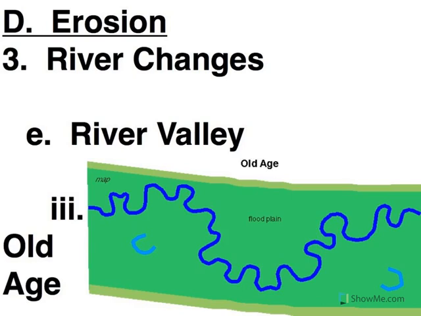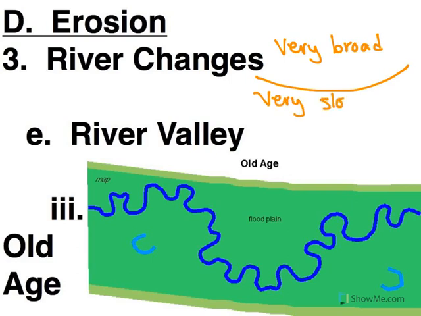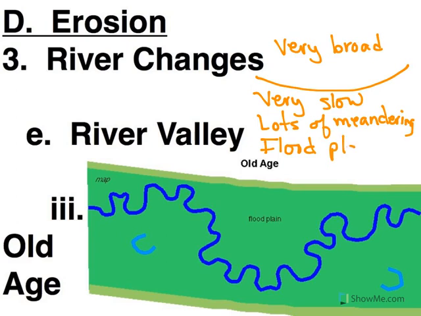Old age, it's going to be very broad. So our profile is going to be very broad, U-shaped, very slow. Lots of meandering. It's going to be hard to distinguish it from the floodplain.